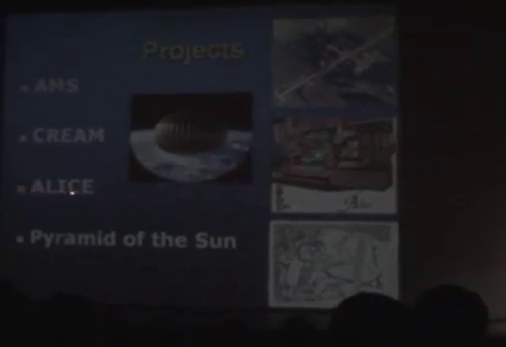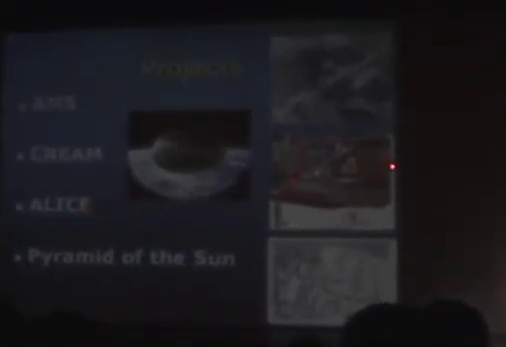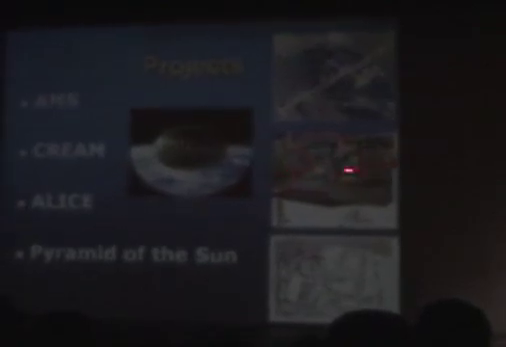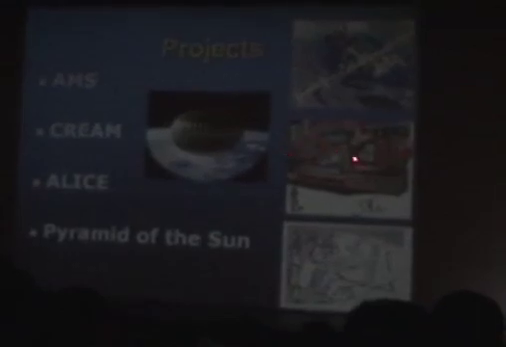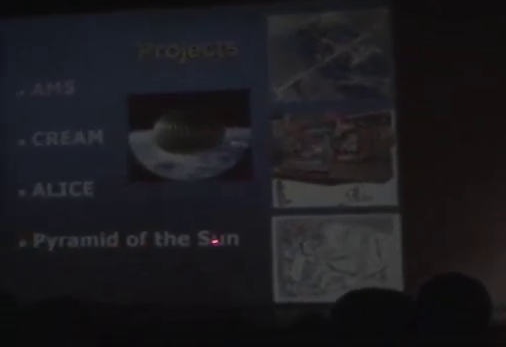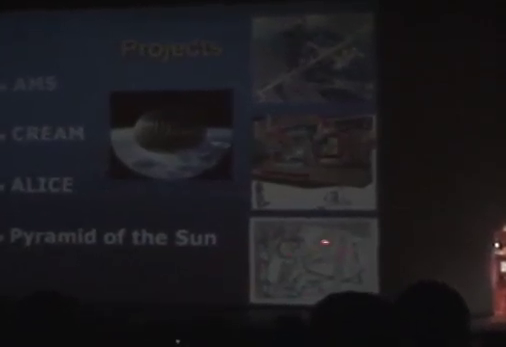The third experiment I'm going to describe briefly to you is called ALICE, A Large Ion Collider Experiment, described by this picture. It's just an enormous particle detector that is placed on the beam line of the LHC, the Large Hadron Collider. And last, the final part of my talk, is the Pyramid of the Sun detector. Here is a picture from a Mexican journal, which represents us trying to see what's wrong with the pyramid. The next one, please.